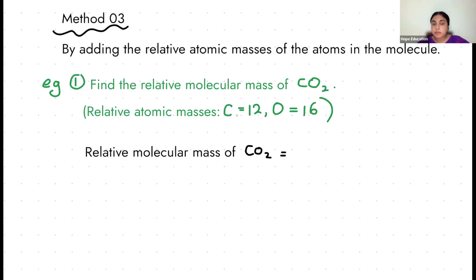Carbon's relative atomic mass is 12. The relative atomic mass of carbon is 12 and there's only one carbon atom. So 12 is the relative atomic mass of one carbon. There is only one carbon atom. So 12 multiplied by 1.